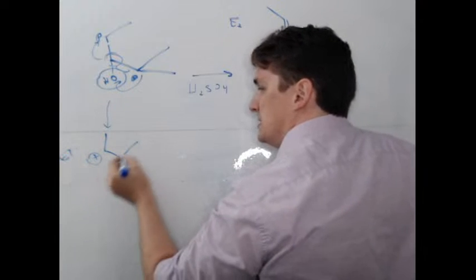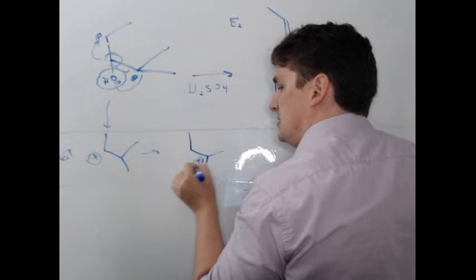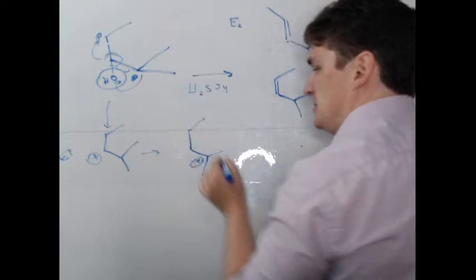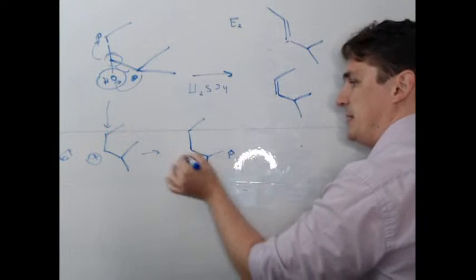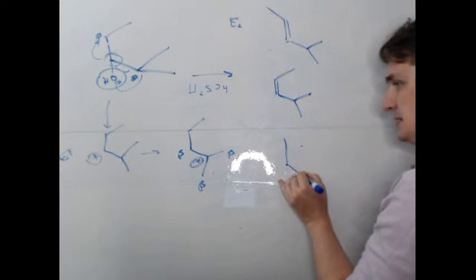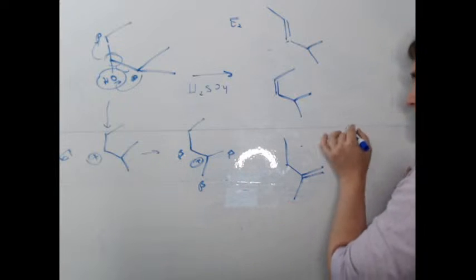So by the E1 mechanism, we've got a carbocation, we can rearrange that to give this carbocation. Now I'm back in the same scenario. I've got 3 beta carbons. 2 of them look the same, so this is a potential product. And then we can eliminate from here to here.